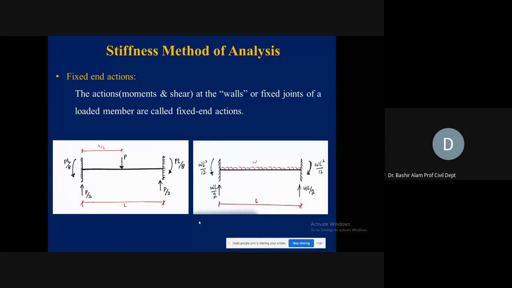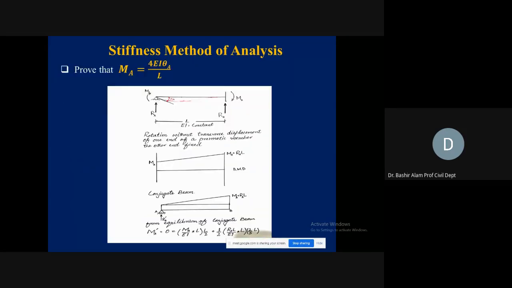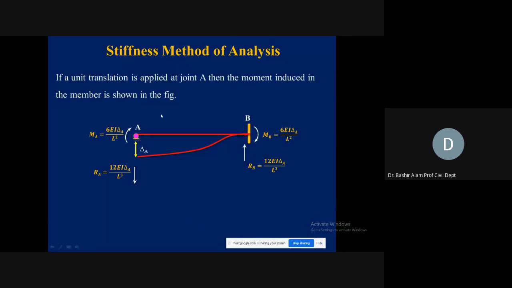Now, one thing you need to prove: this we did. Here you need to prove that if we give a settlement of delta at one end, what will be the actions generated? Like the way we did in case of the rotation, you should be able to do it for the translation.